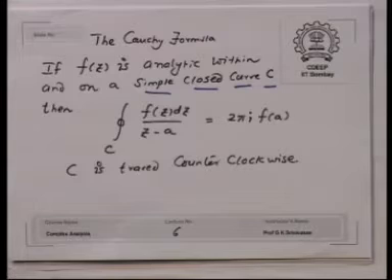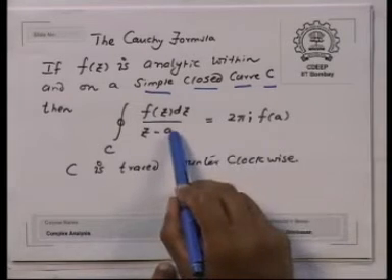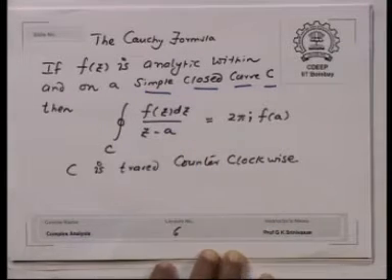And as usual, C is traced counterclockwise. Please write down just the formula and nothing else. If f is analytic within and on a simple closed curve C, then the integral over C of f(z) dz upon z minus a is 2 pi i times f of a. 2 pi i times the value of the function at the point a.